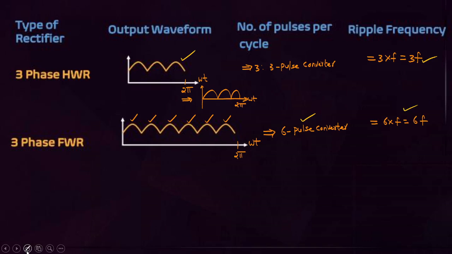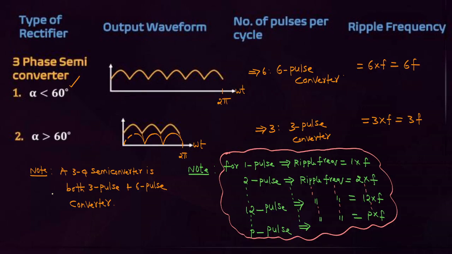Important. The next circuit is very important. 3 phase semi converter. The 3 phase semi converter is both a 3 pulse and 6 pulse converter. This is an important observation: 3 pulses exist, 6 pulses also exist. For firing angle less than 60 degrees, it is a 6 pulse converter whose ripple frequency is 6F. For firing angle greater than 60 degrees, it is a 3 pulse converter, ripple frequency 3F.